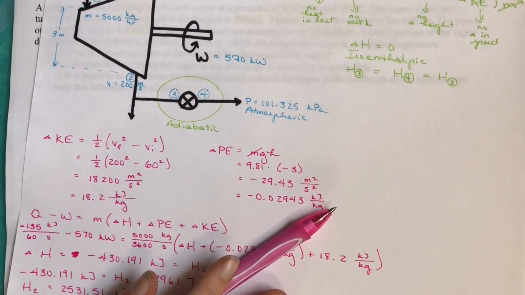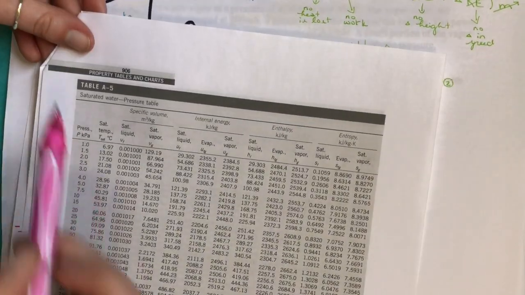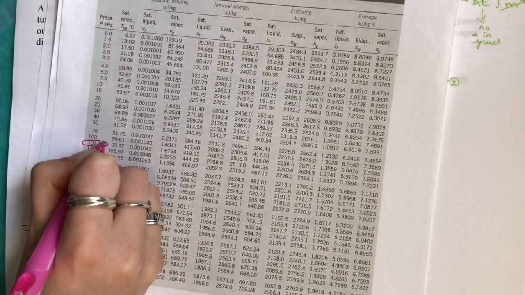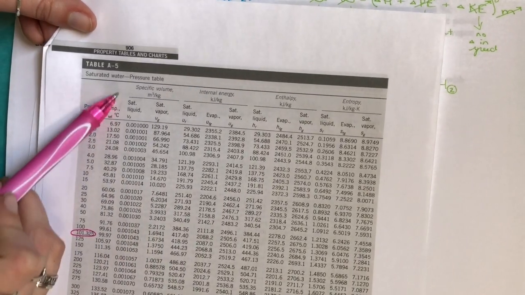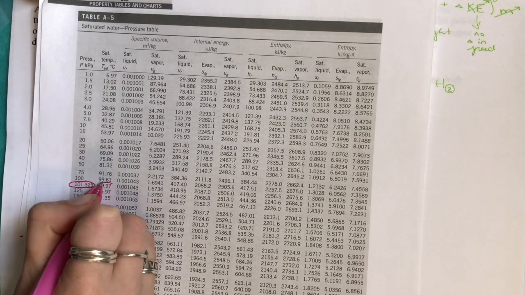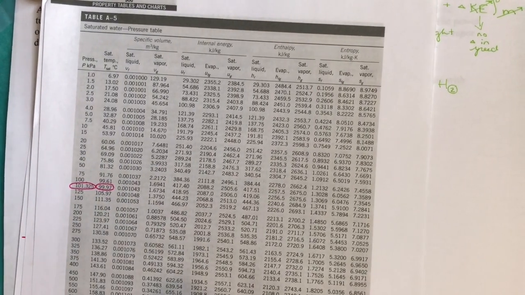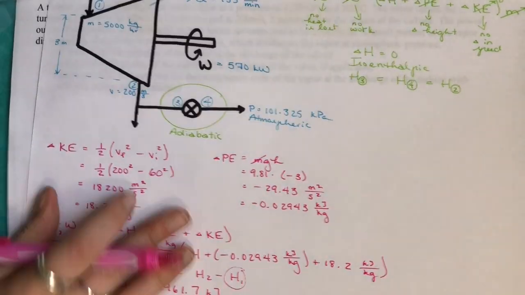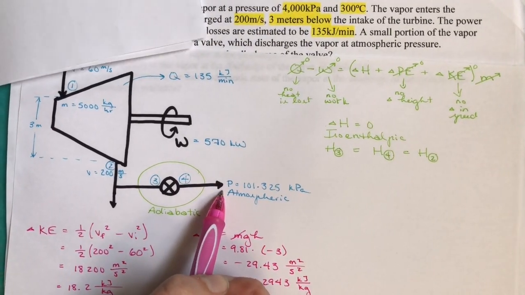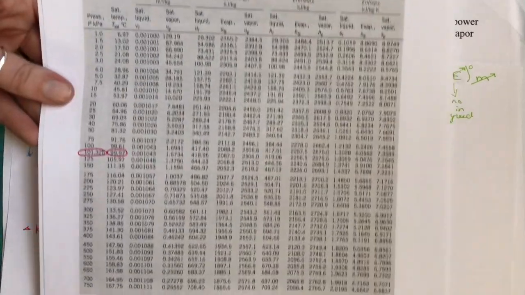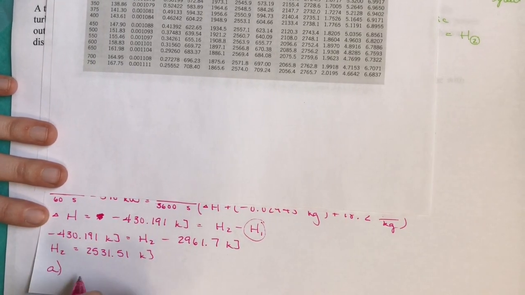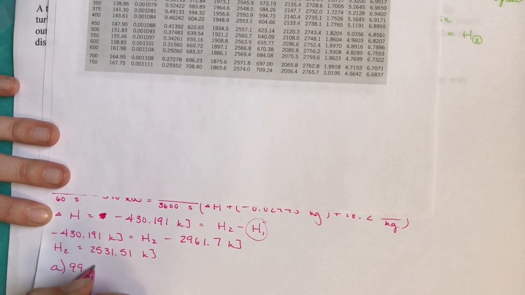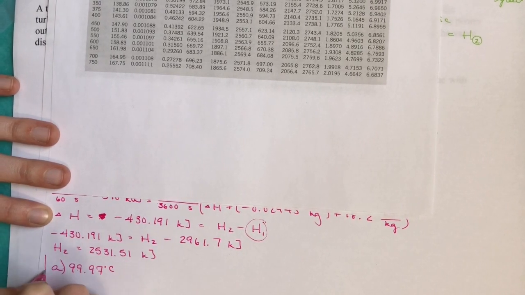Okay, perfect. So now that we know that, which is our enthalpy here, we're going to look back at our table again. When we're looking at this table of saturated water and pressure, we remember that our system is occurring at 1 atmosphere, which is 101.325 kilopascals. Then we jump to the saturated temperature, which is right next door, 99.97 degrees Celsius. This is going to be the temperature at the discharge of our valve. So the answer to part A is 99.97 degrees Celsius.